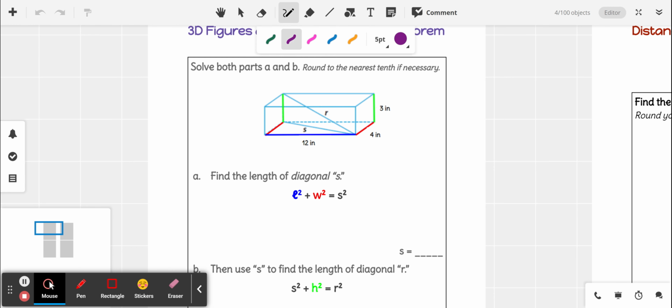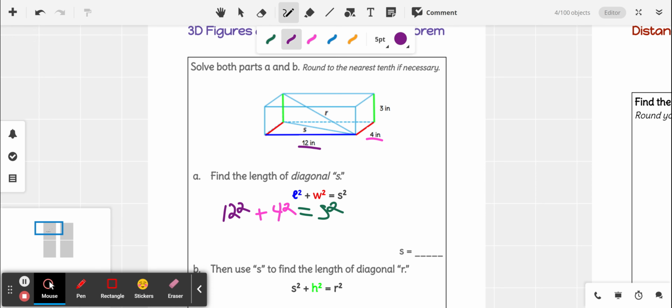First, we will be starting with our length. Our length is 12 inches. Next, we'll be moving on to our width, and our width is 4 inches. We will put this equal to s squared.